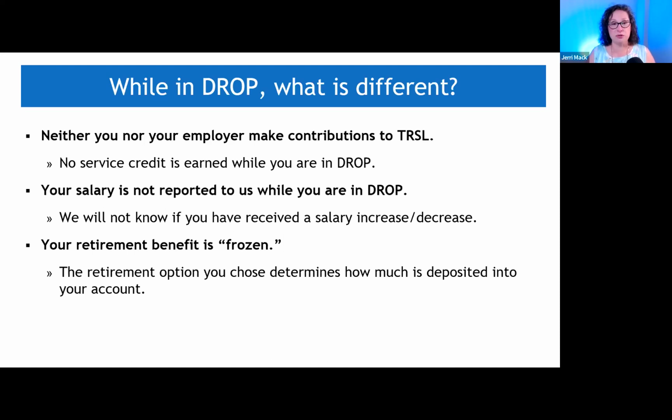Your salary is not reported to us while you're in DROP, so we don't know if your salary goes up or down. And your retirement benefit is frozen, and that determines which one of the retirement options you chose. That's what's deposited into your account. If you've seen our benefit estimates, where you'll see what the options are, maximum, option 1, or our lifetime beneficiary benefit, where someone would receive a check for the rest of their life after you've passed away for each month, we're looking at options 2, 2A, 3, 3A, or 4, 4A. Whichever one of those numbers you select, and you can see what they look like on your estimate, that is what would be going into your DROP account.